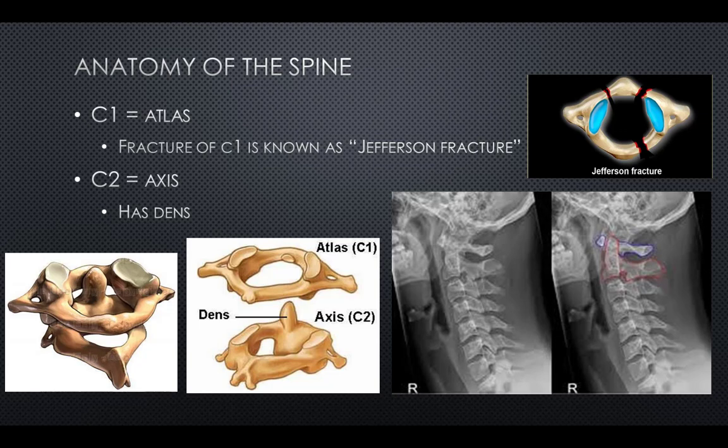The first 2 vertebrae are a little different than the others. C1 is known as the atlas. C2 is known as the axis and has the dens, or a small projection, which goes up inside of the body of the C1. A fracture of C1 is known as a Jefferson fracture. A Jefferson fracture is a bone fracture of the anterior and posterior arches of the C1 vertebrae, although it may also appear as a 3 or 2-part fracture.